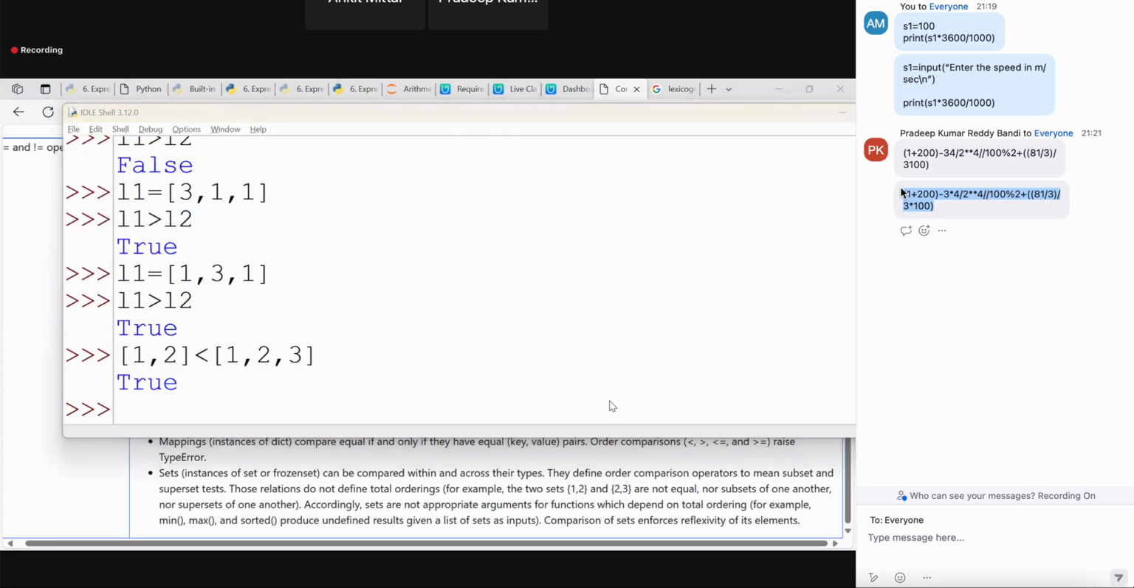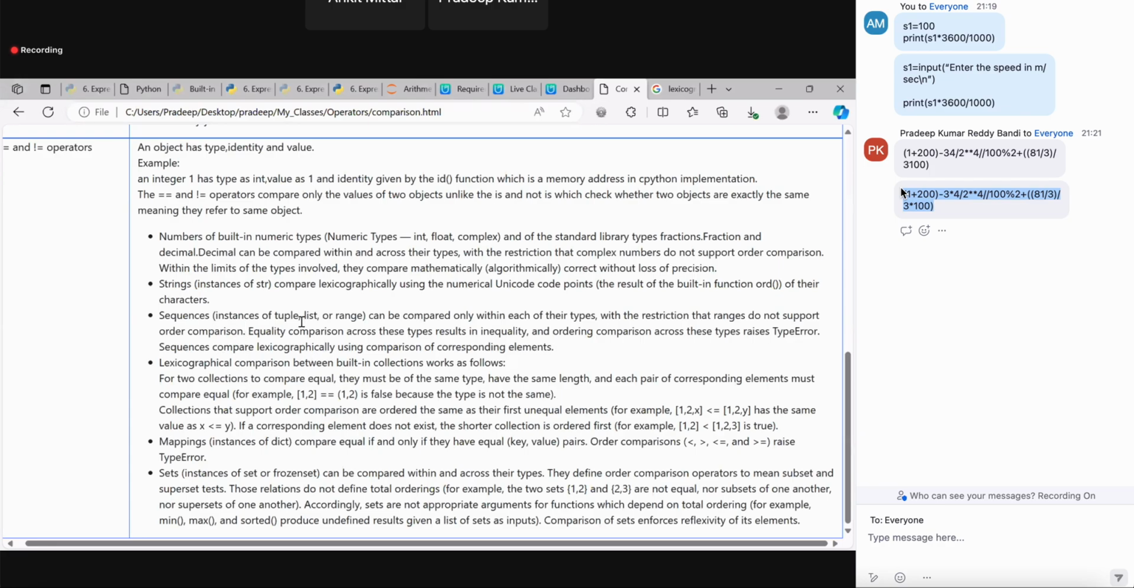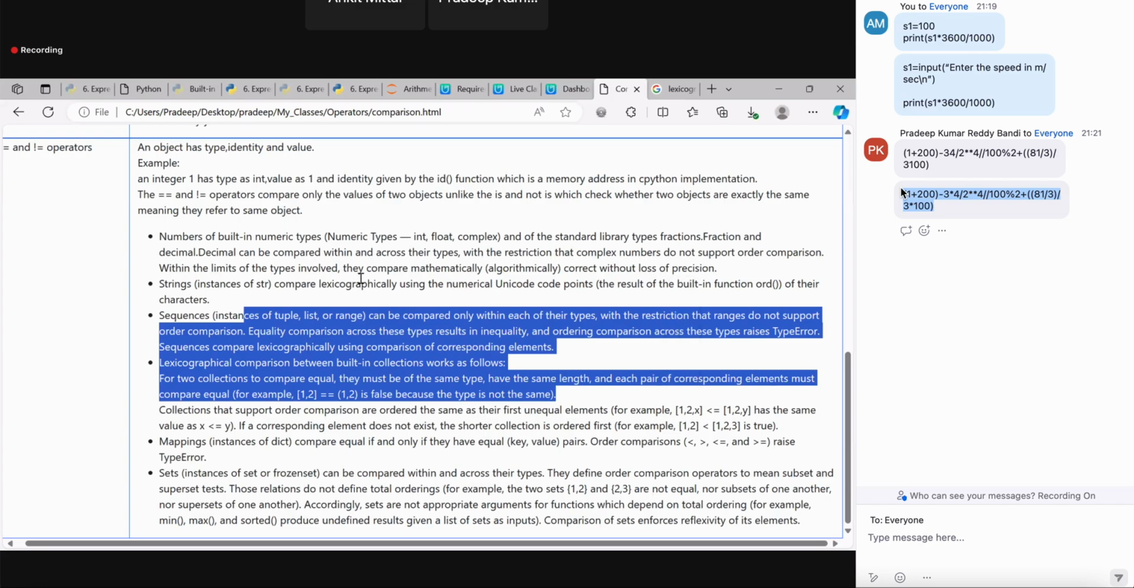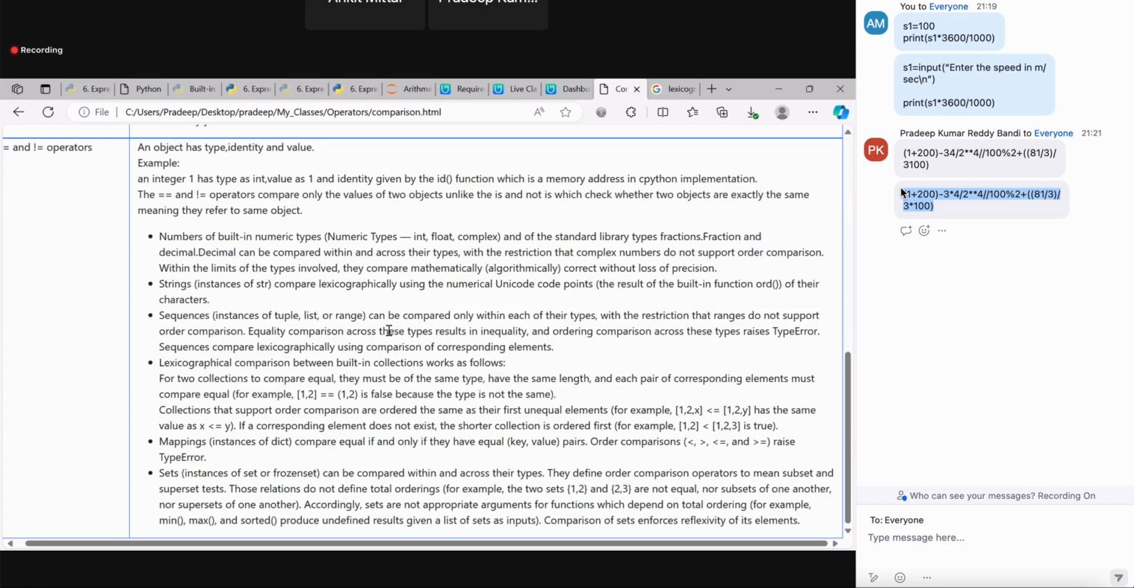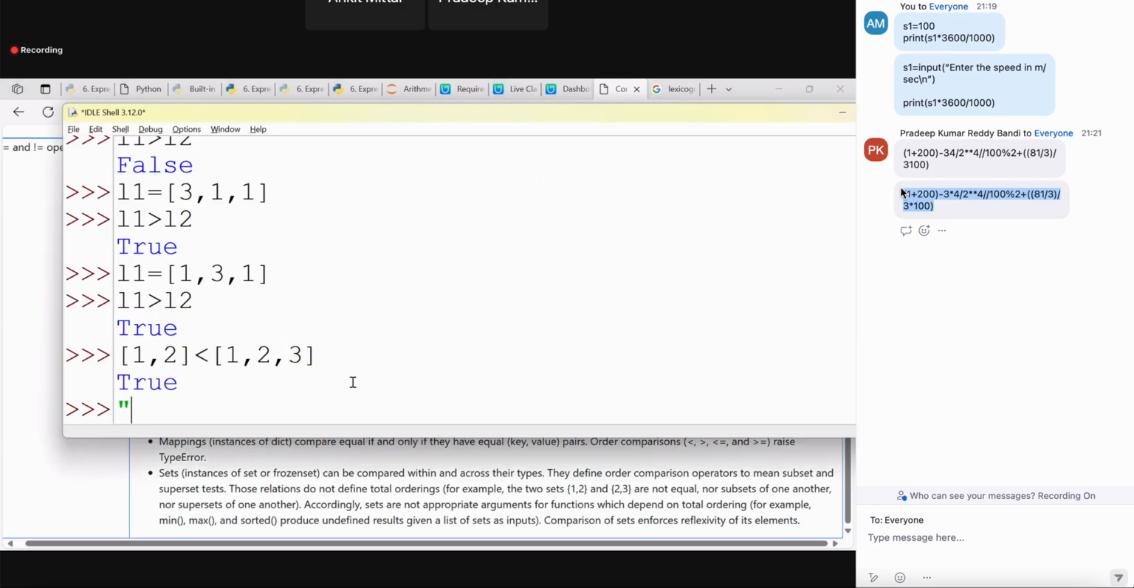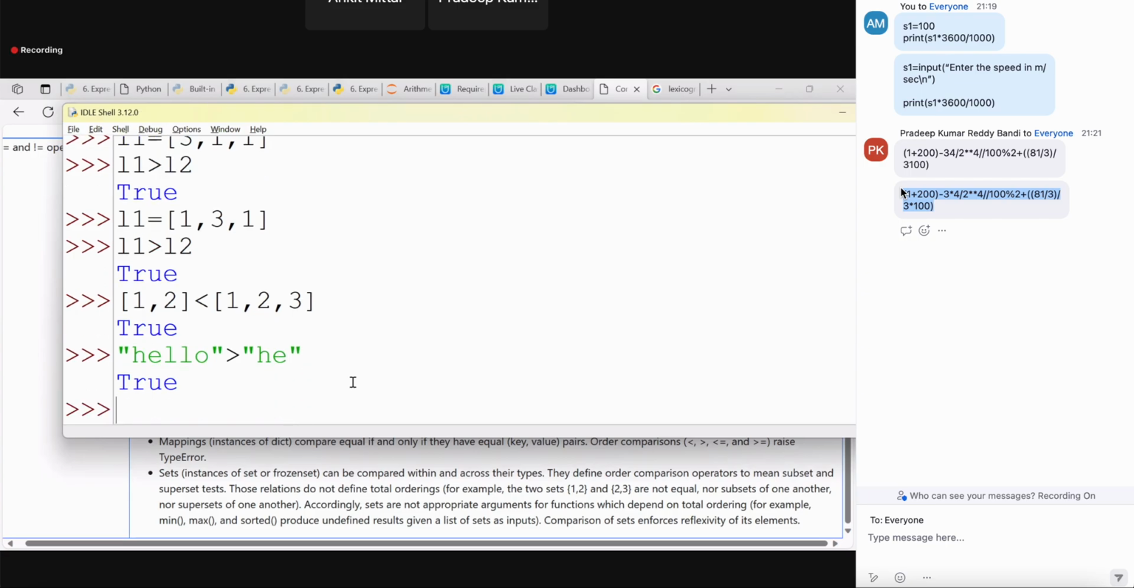We can still compare. But for strings, it is not the same, I believe, because this mentions especially sequences and not strings. There is nothing mentioned of such a description. So let us take the string hello is greater than he. This is true. Again, the shorter sequence is smaller compared to the bigger sequence. But if it is able to find the first unequal elements, then the result changes. It stops further than that first greater.